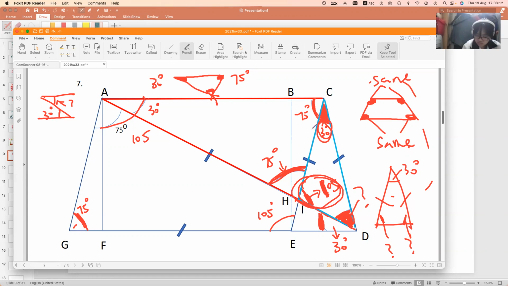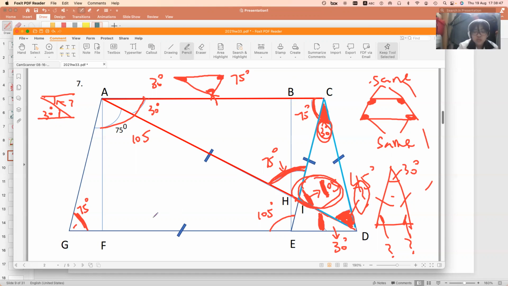How do you find the question mark? 180 minus 105 minus 30. Correct. So what's the answer? Forty-five. Yes. Okay. So that's how you get it. The key for this is isosceles triangle. Angle 1 equals to angle 2.